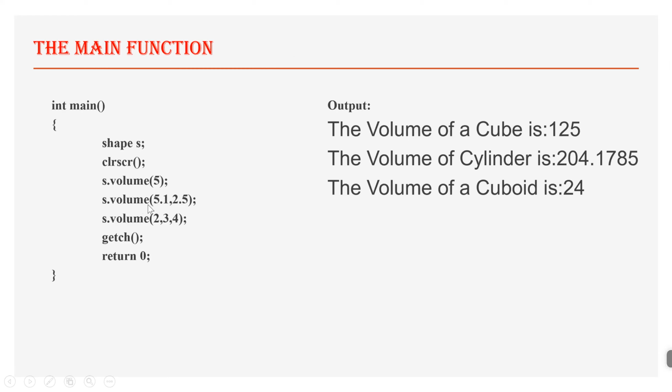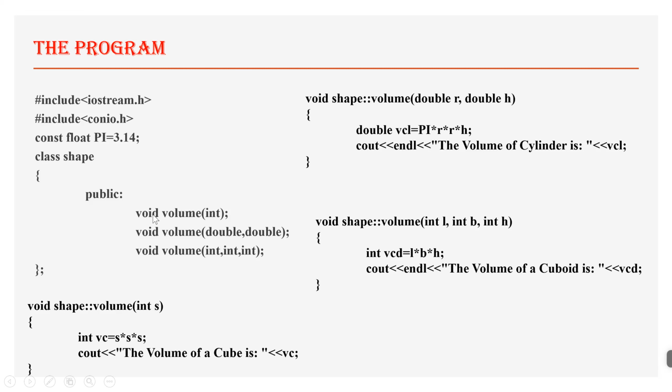When it comes to the next line, here also I am using the same statement, S dot volume. But look at here, S dot volume, I am supplying two arguments. What are the two arguments I am supplying? I am supplying two doubles, 5.1 and 2.5. So the number of arguments are 2. What is the number of arguments here? 1. So it is not suitable.